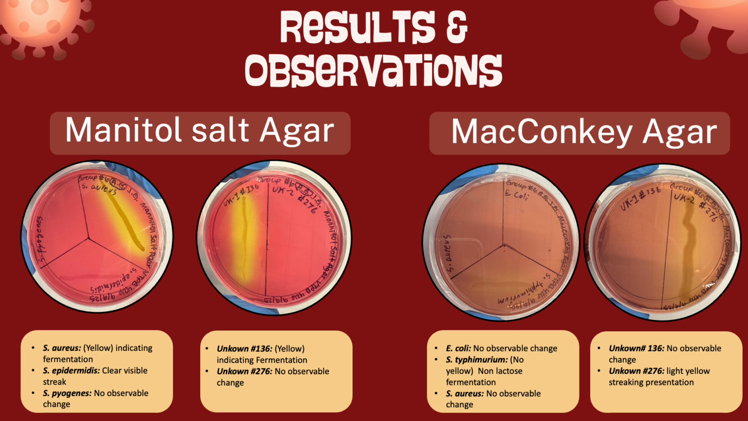As for our MacConkey agar, we did see that there was no observable change for E. coli, and for S. typhimurium, there was no yellow outline. However, there was a clear streaking presentation. And as for S. aureus, there was no change. Moving on to unknown 136, there was no observable change. However, for unknown 276, there was a light yellow streaking presentation.